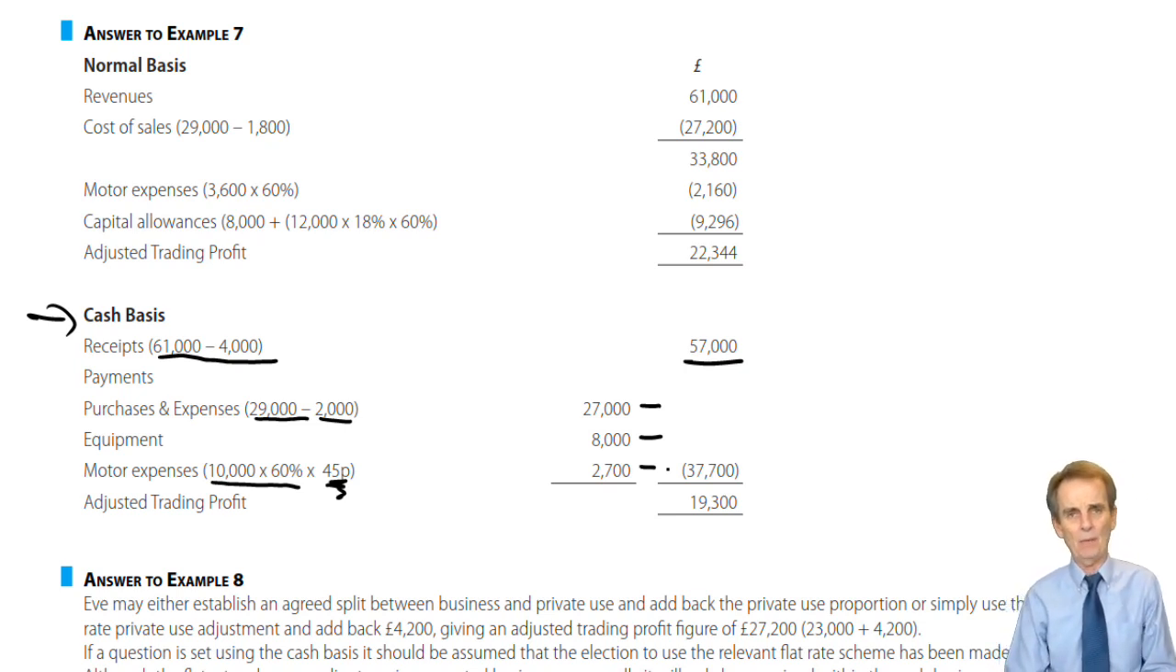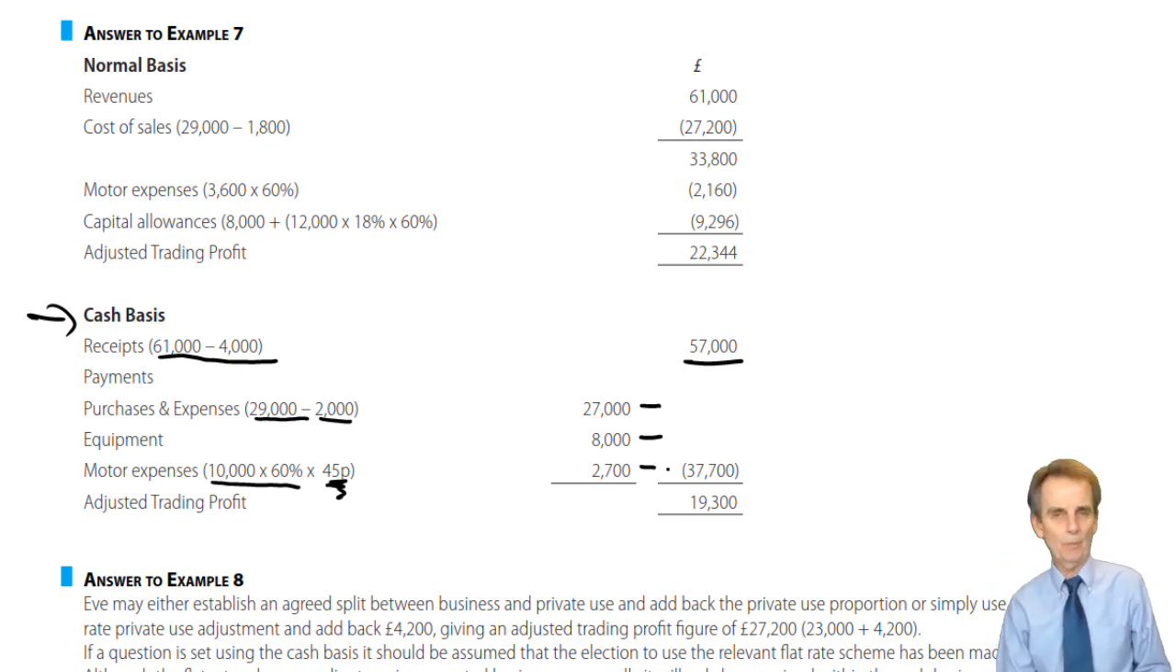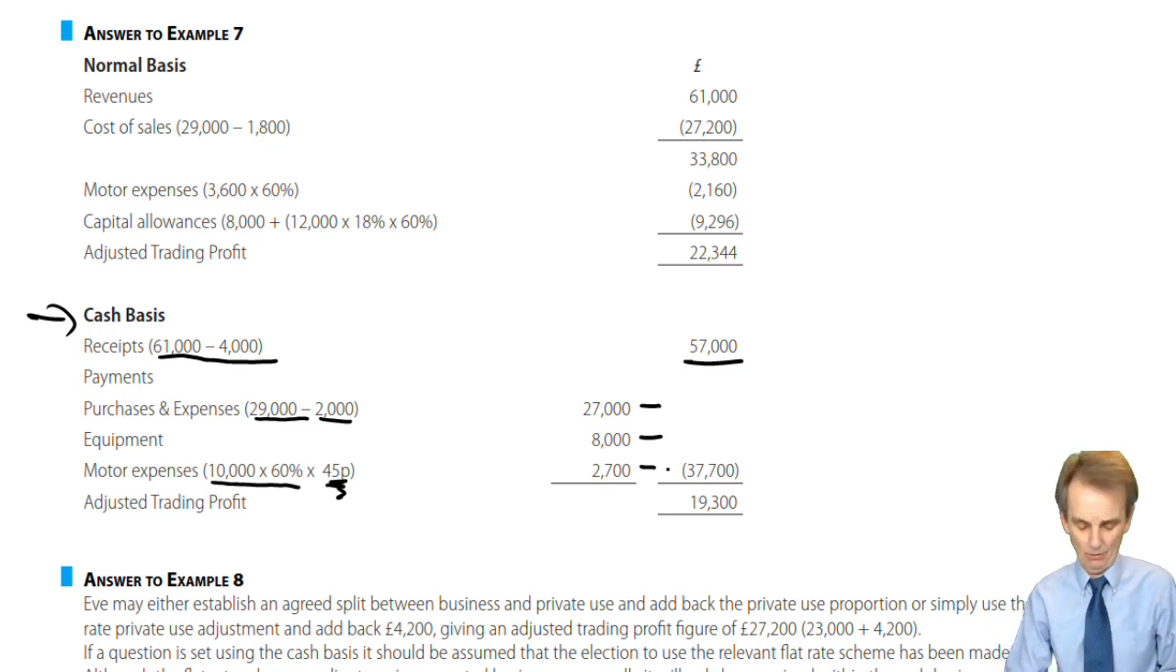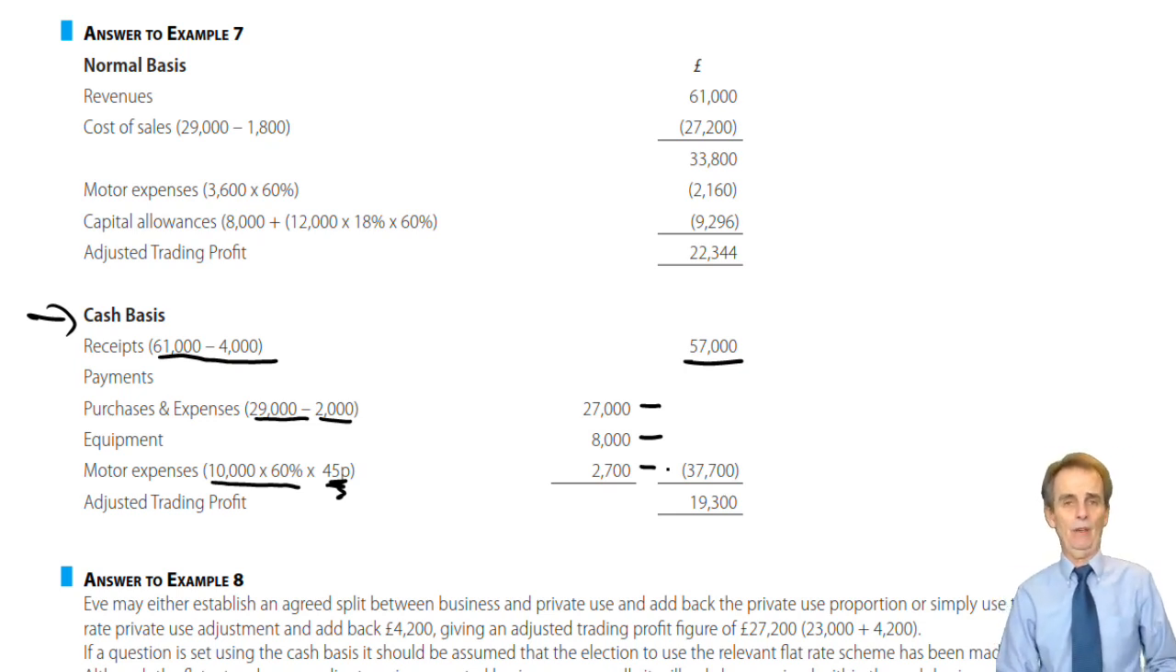No messing about with business or private use with capital allowances. Bang. What's the business mileage? Should be able to maintain a very easy record of that, times 45p. Had it been 12,000 business miles instead of 6,000, then the first 10,000 would be at 45p, and then the remaining 2,000 would be at the lower rate of 25p. Not a difficult calculation. And in that way, we simply and quickly get the adjusted trading profit.